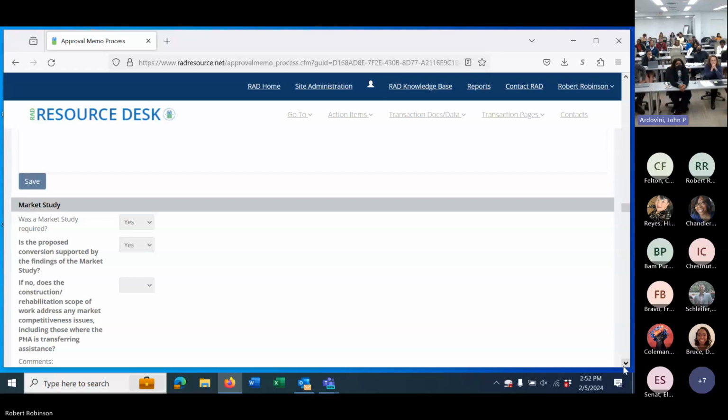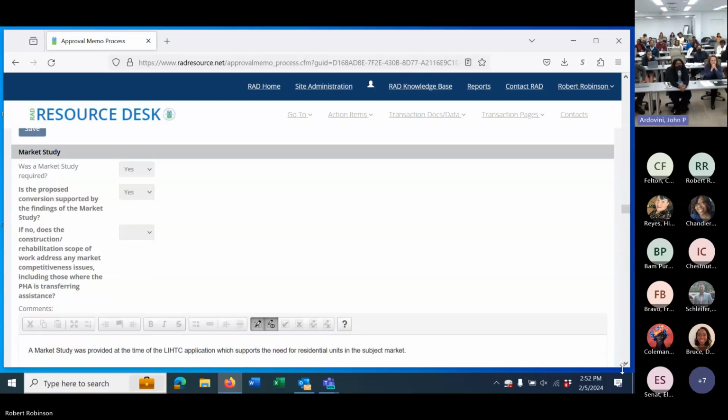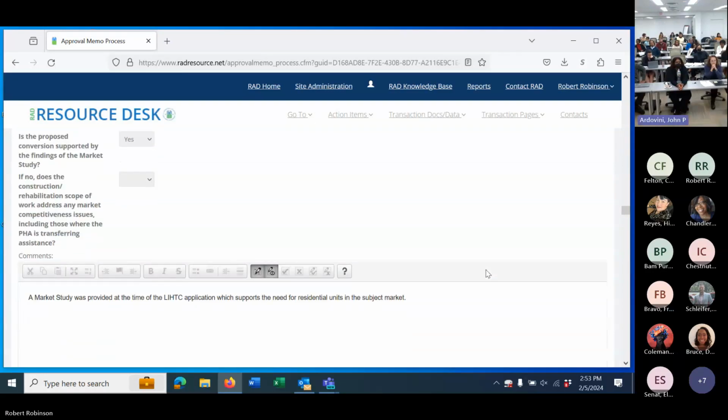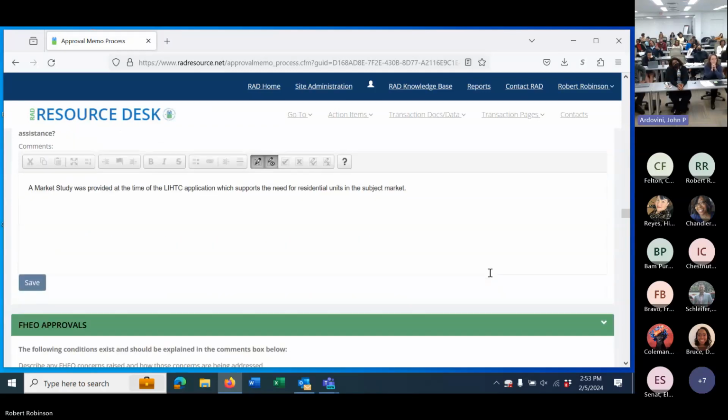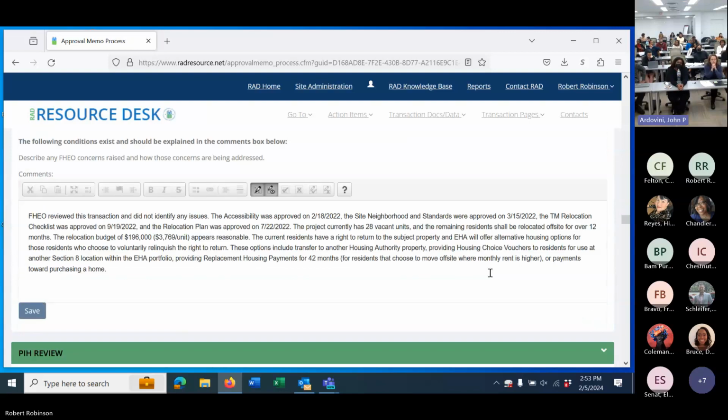So market study, we had a market study done for this transaction at the time when they applied for their tax credits. So that report naturally is provided, and we just have to make a determination, look at the conclusion in the report, in this case, indicating that there is need for that residential in that space.